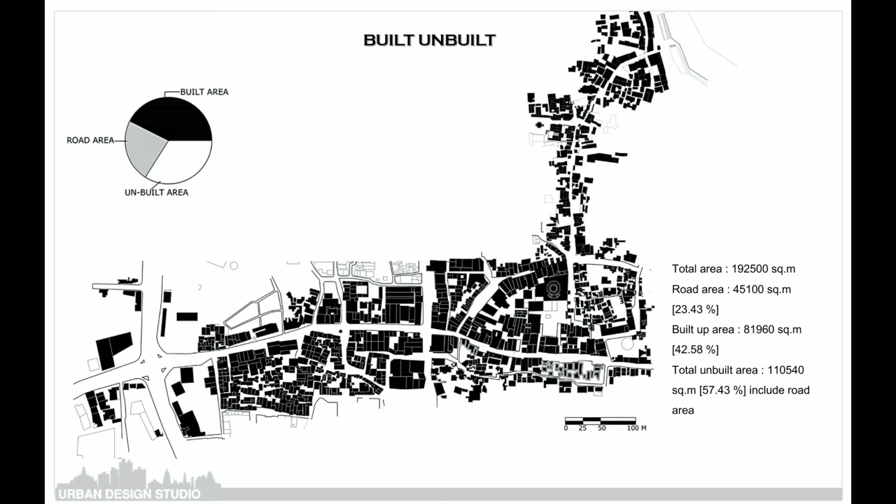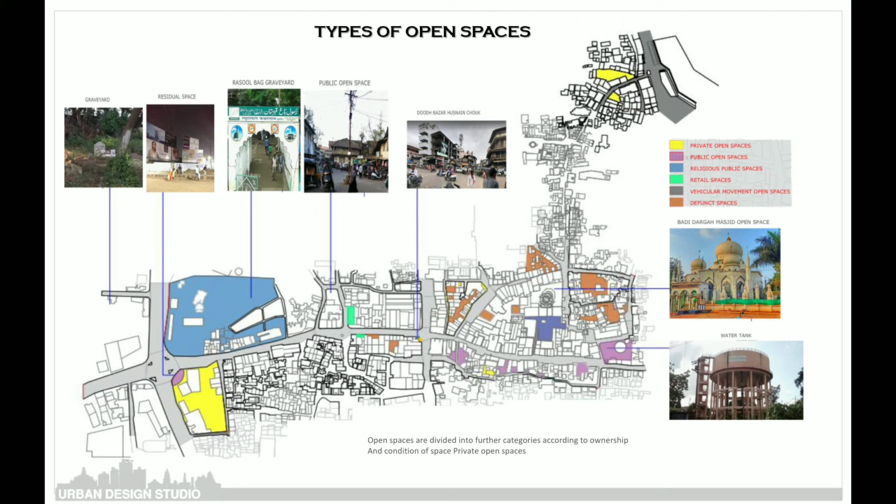Built and unbuilt. This figure and ground diagram shows the high density in this area. Here we get fewer open spaces due to the wall-to-wall architectural style. Types of open spaces: the voids in between buildings fail to connect with the surroundings. Therefore, these spaces were later converted into garbage dumping areas.